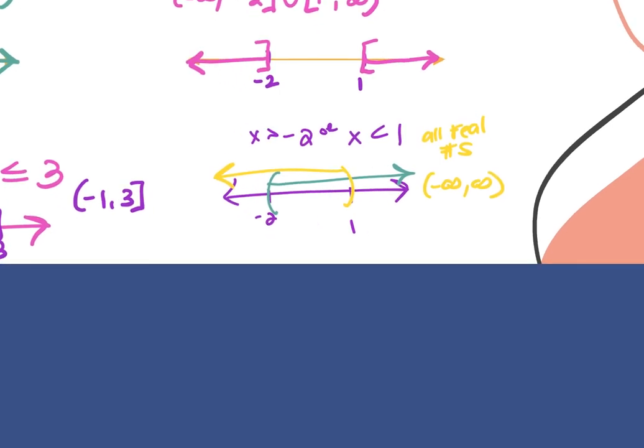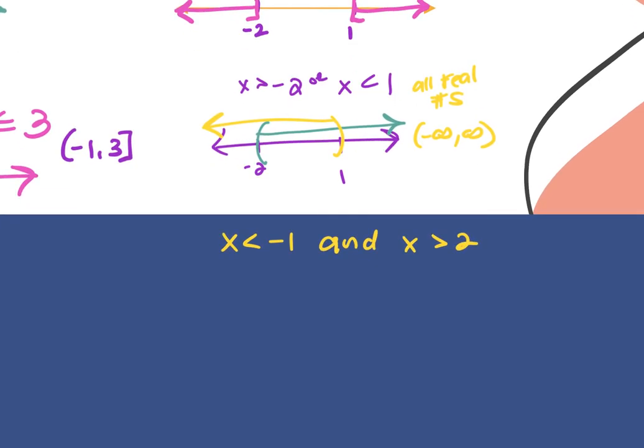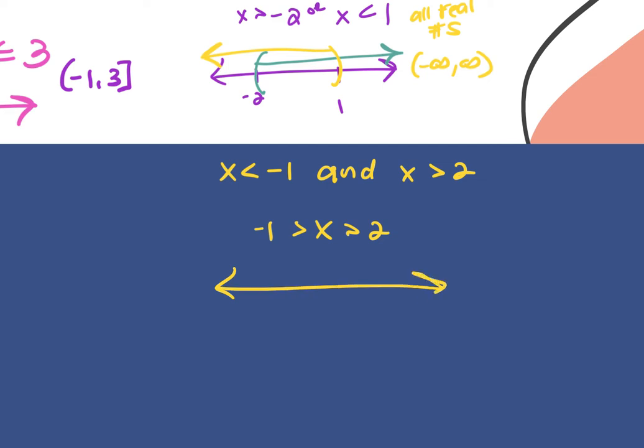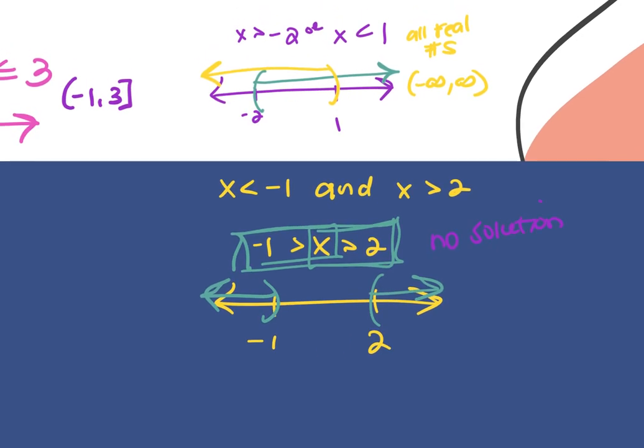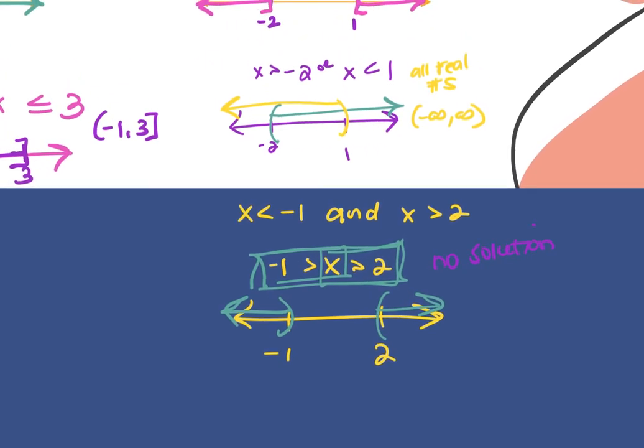If it was an and statement, like x is less than negative 1 and x is greater than 2. If I graph that separately, negative 1, 2, less than negative 1 would go this direction. Greater than 2 would go this direction. And this is an and statement, so it only counts where it overlaps. This would be no solution. And there is no interval notation for that because there's no solution for it.